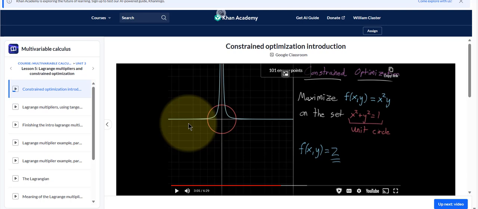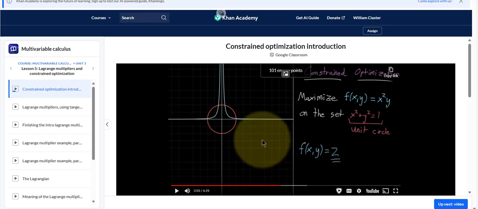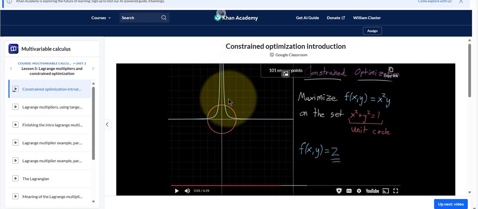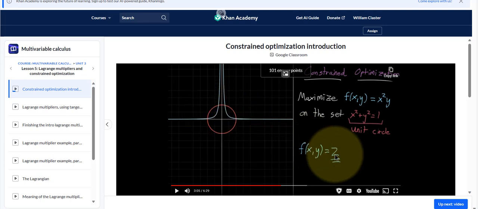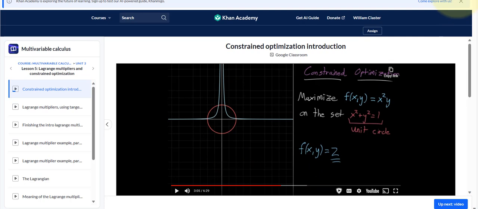So maybe we can do better than 2. If we look at f of xy equals 3, maybe it'll look kind of like this. It'll still cut the circle. It'll still touch the circle. So that means somewhere on the circle, f of xy is equal to 3. And so we want to, as we said, sort of move out.